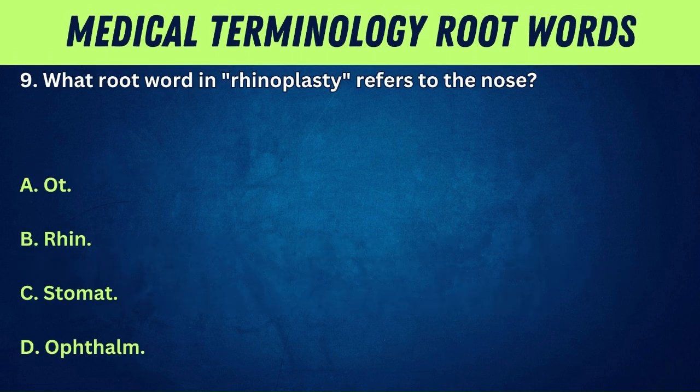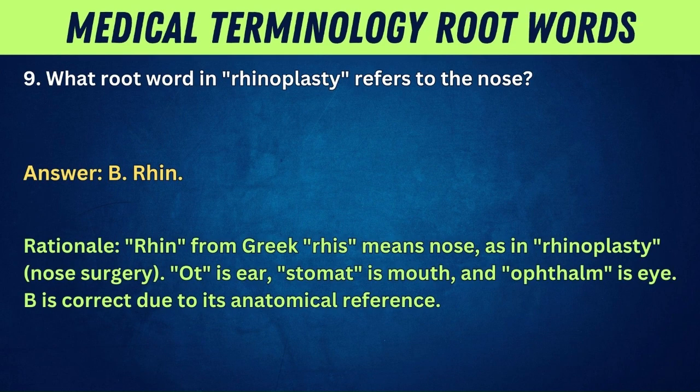9. What root word in rhinoplasty refers to the nose? A. Ot. B. Rhin. C. Stomat. D. Ophthalm. Answer: B. Rhin. Rationale: rhin from Greek rhis means nose, as in rhinoplasty, nose surgery. Ot is ear, stomat is mouth, and ophthalm is eye. B is correct due to its anatomical reference.